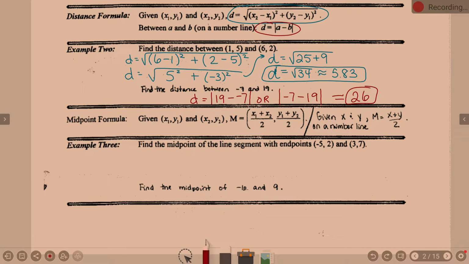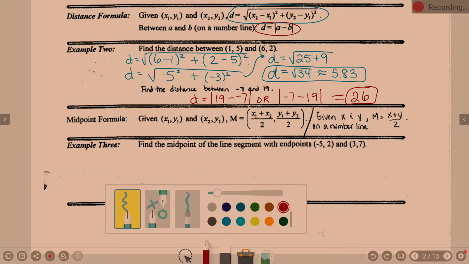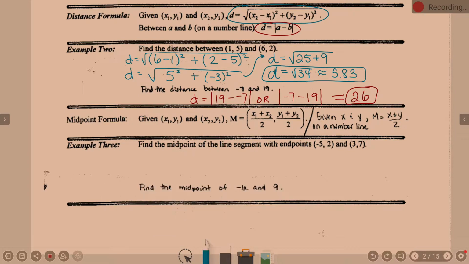Okay, that was distance. Midpoint. Same time you learned distance formula back in middle school, you learned the midpoint formula. Midpoint formula is given two ordered pairs, where's the halfway point? And basically you're averaging the x values and averaging the y values. Okay? If you're just doing midpoint on a number line, then you're just averaging those two numbers. Midpoint is all about averaging.